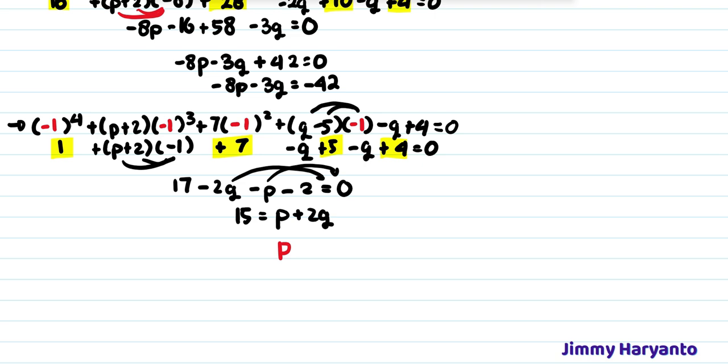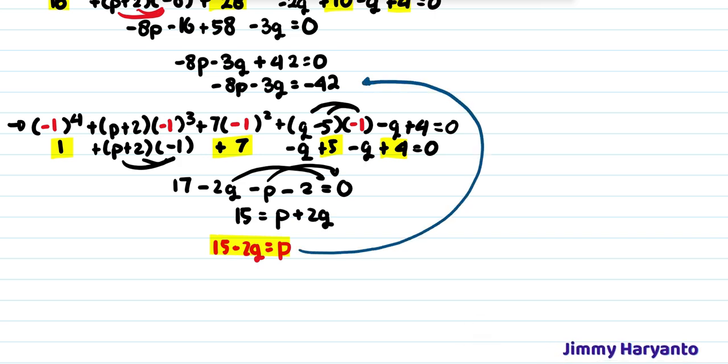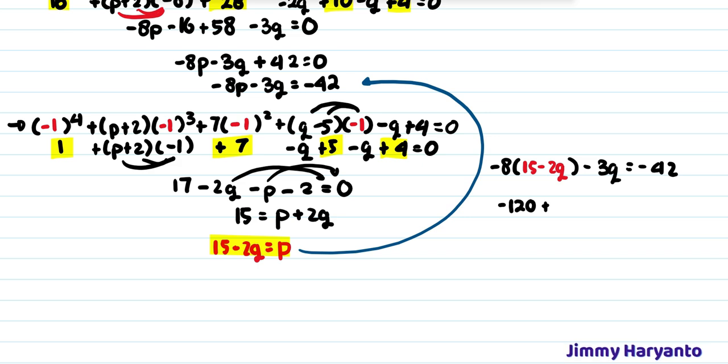Next, I will try to make this into p equals 15 minus 2q. You can use elimination also, but for this one, I prefer using substitution because the numbers are so good in these equations. So you only have to input the p. Negative 3q equals negative 42. So the p is 15 minus 2q, and then just calculate it. You will have negative 120 plus 16q minus 3q equals negative 42.